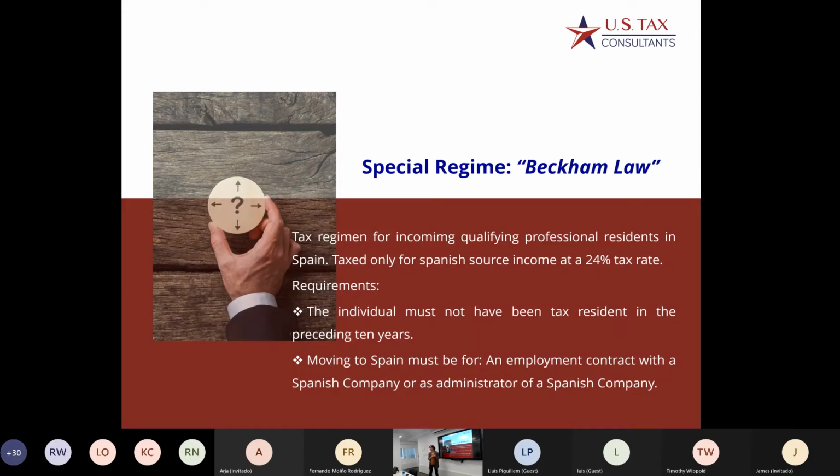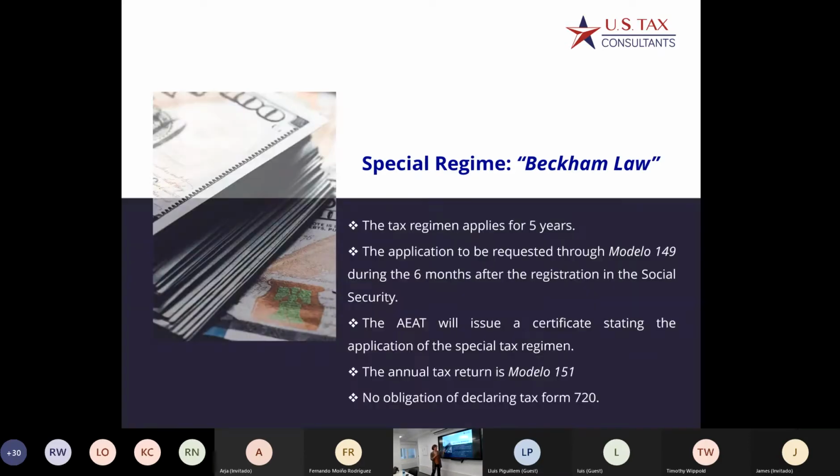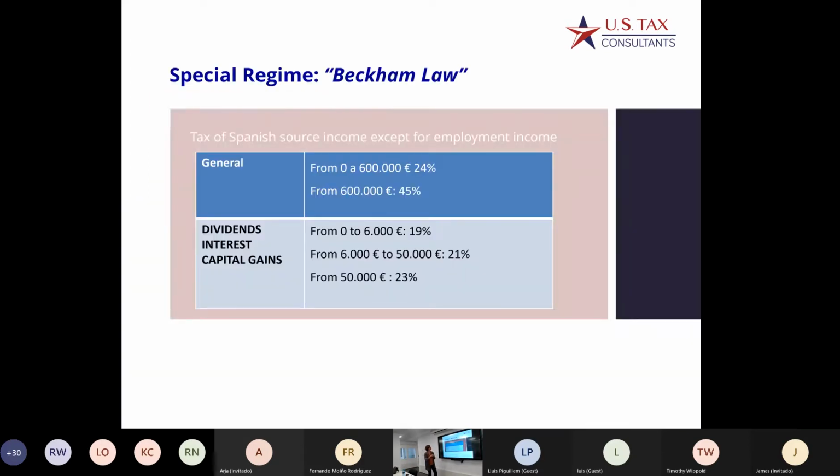Beckham Law, are any of you under the Beckham Law? No? Someone is asking on the web. Okay. Well, we're not going to explain this unless there's someone there who is interested. So we'll skip this.